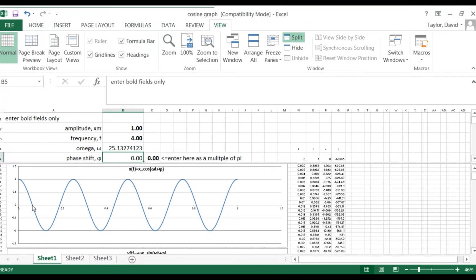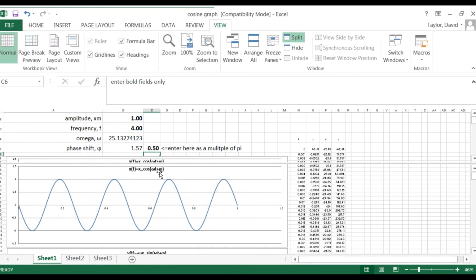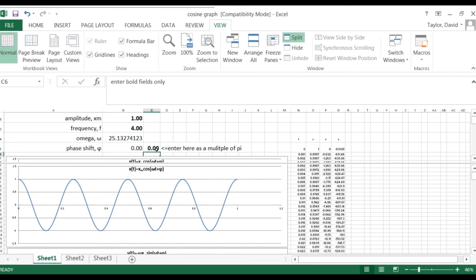But we have to look at which way I shift it. Do I shift it to the right or do I shift it to the left? So if I shift my starting point, I'm going to add pi over 2. So let's do pi over 2, which is 1/2, so 0.5 as a multiple of pi. There we go. And you see it shifted so that my 0 point changed to right there in the oscillation. Let me put it back to 0 so you can see that again.